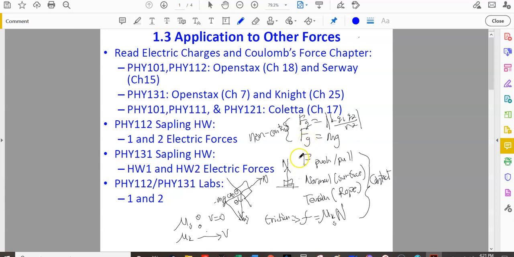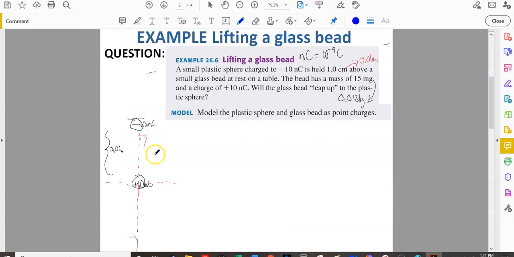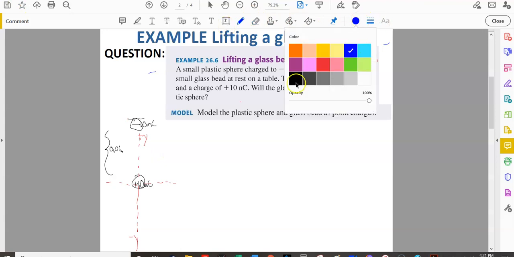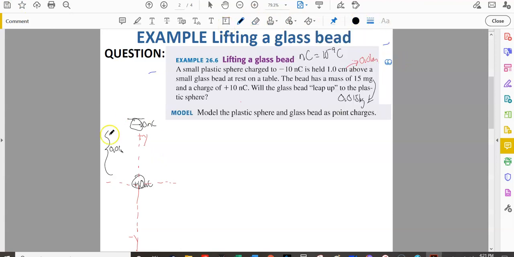But is there anything touching it? Is there a hand touching it? Is there a normal force? Is there tension? Is there friction? Let's think about it. Well, this object, they did say it is sitting on the table, right? So that means this positive 10 nanocoulomb object is sitting on a flat surface, okay?